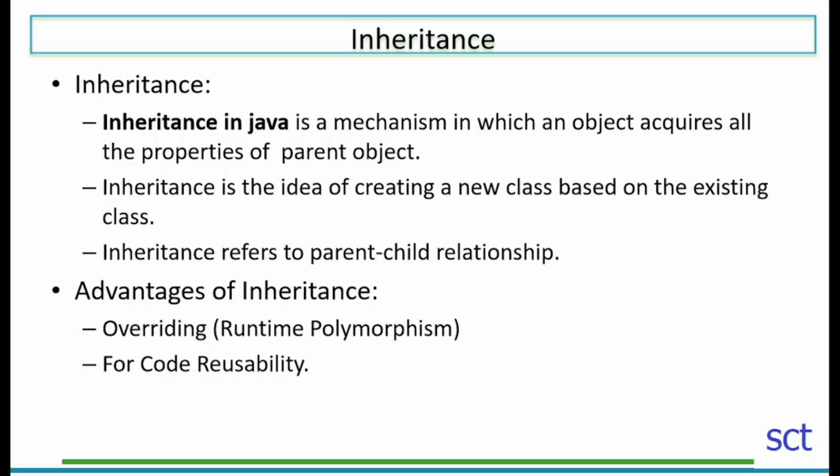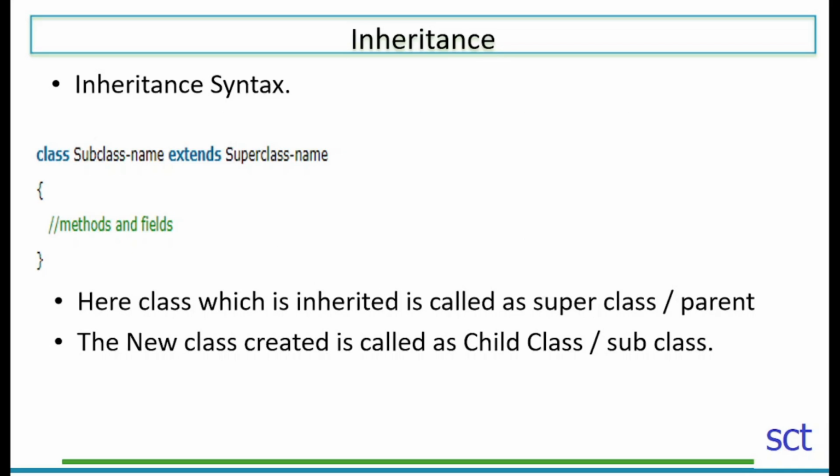So what are the advantages of that? Through overriding, you can achieve runtime polymorphism. You also have code reusability. Let us take some examples. Before working on the examples, we will see how you extend a class, how you do the inheritance.